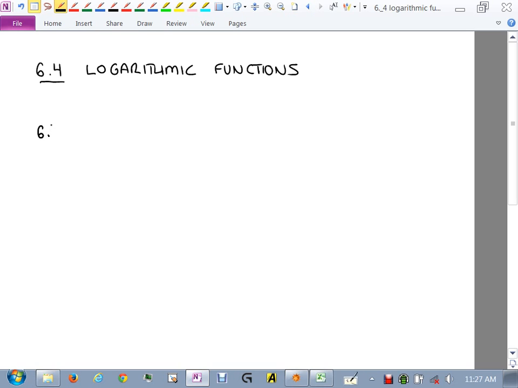I always want to take a real big deep breath before I start logarithmic functions, because for some reason students really don't like logarithms. I don't know what it is about logarithms. I think it's mostly because the notation is something you haven't seen, so it just looks so foreign that you just automatically reject it, you know.